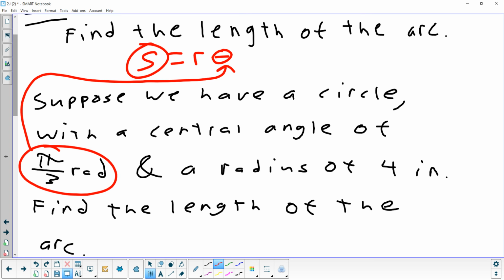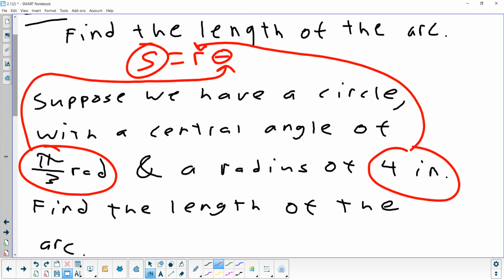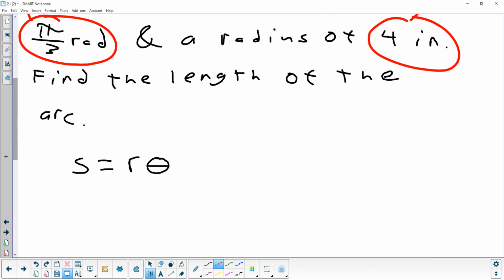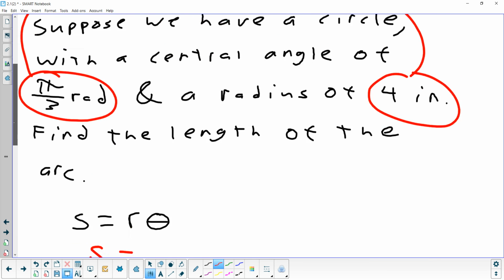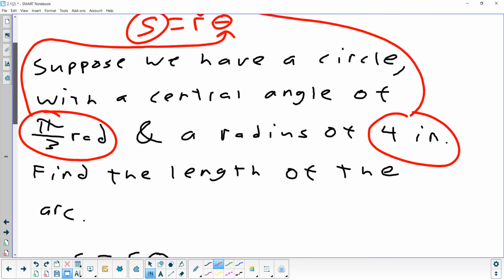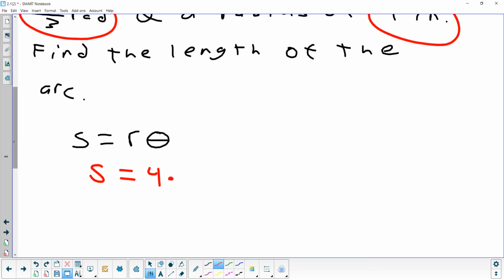Raymond, anything else here that's important? The 4 inches, absolutely. What is that? Radius. That's my radius. Radius of 4 inches. So that is going to go right there. Now I said right in the beginning that your angle had to be in radians. It already is, so we don't have to worry about that. So let's fill in what we got. S equals R times theta, and theta is pi over 3.